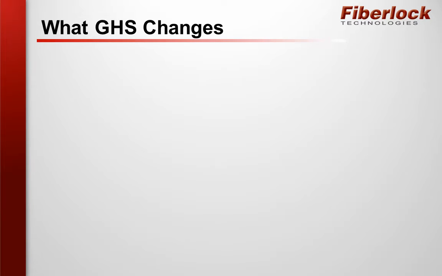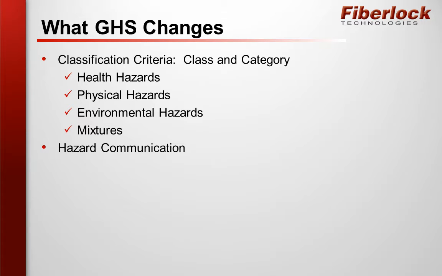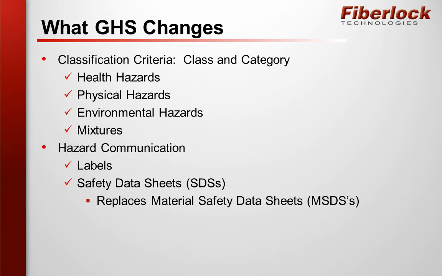So, what are the GHS changes? The classification criteria, including class and category, health hazards, physical hazards, environmental hazards, mixtures, hazard communication, labels, and safety data sheets known as SDSs, which replace the material safety data sheets known as MSDSs.